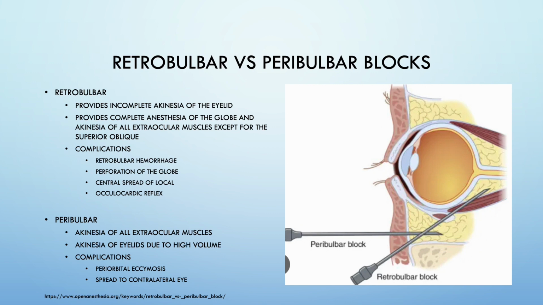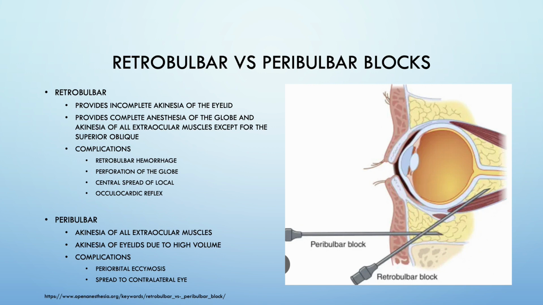More local has to be given to have the same effect. But one benefit of this is that you do get akinesia of all extraocular muscles and the eyelid, because the local tends to seep into the eyelid from the location that it's injected in, as you can see in the picture. There tend to be fewer complications with peribulbar blocks.